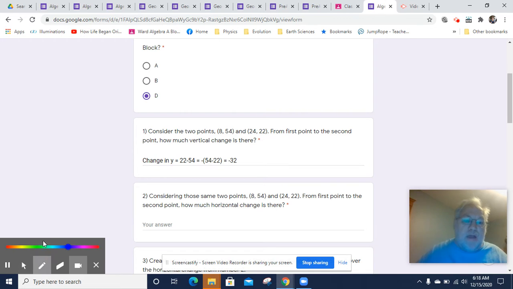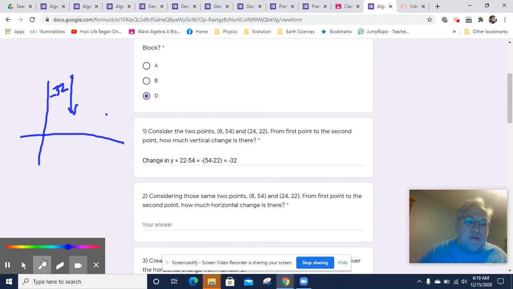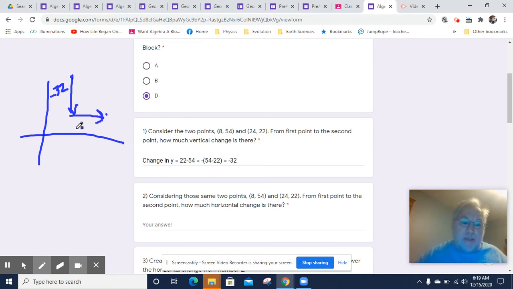So these 2 points were plotted. Here's my little graph. There's (8, 54) up here and (24, 22), which is about there. My vertical change is down, negative 32. Cool. Now let's consider the horizontal change. The horizontal change is going to be from 8 to 24. That's going to go up.